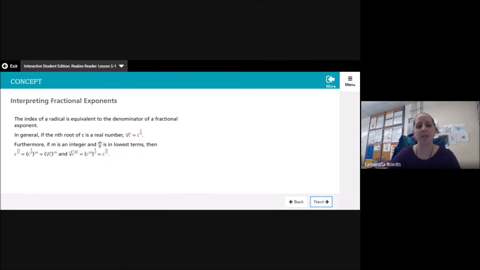All right, so concept, interpreting fractional exponents. The index of a radical is equivalent to the denominator of a fractional exponent. So in general, if the nth root of c is a real number, the nth root of c equals c to the 1 over nth power. Furthermore, if m is an integer and m over n is in lowest terms, then c to the m over n equals c to the 1 over n to the mth power, equals the nth root of c to the mth power, and the nth root of c to the mth power equals c to the mth to the 1/nth, equals c to the m over n.